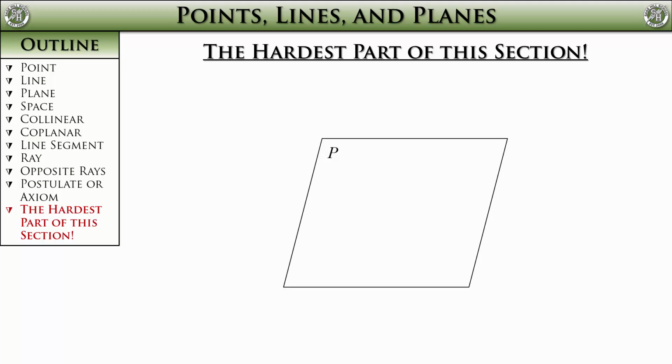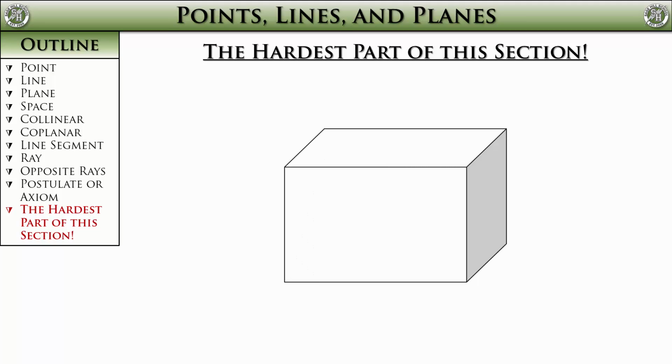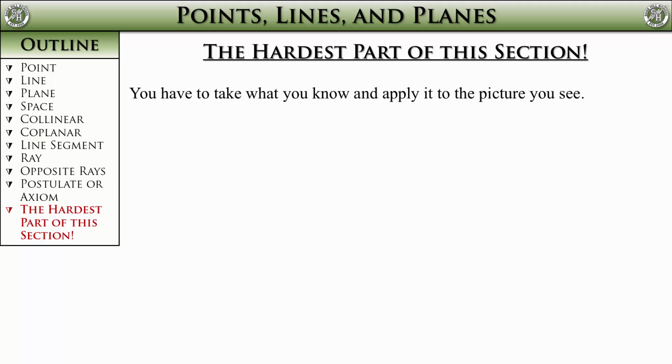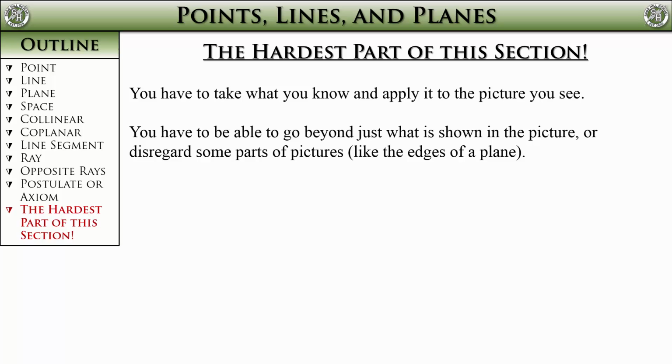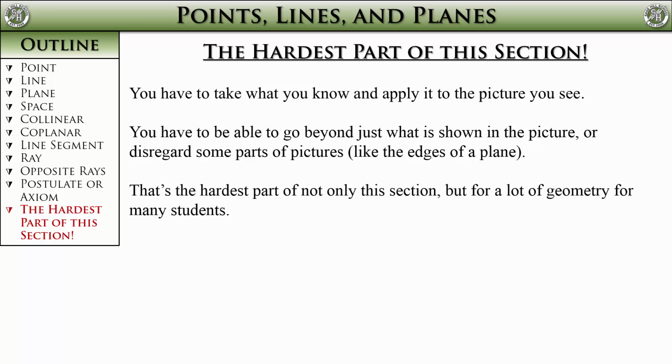Here I have plane P, which doesn't actually have any edges, even though it looks like it in the picture. You have to know that those edges are just there for practical purposes. There aren't actually any edges to the plane at all. Sticking with planes, here I have a box with one side shaded in. If I'm talking about the actual side of that box, then yes, it does have edges. But if I am talking about that side of the box as a plane, then suddenly it doesn't have edges anymore. Tricky, tricky. You have to take what you know and apply it to the picture you see. You have to be able to go beyond what is just shown in the picture, or sometimes disregard some parts of the picture, like the edges of a plane. That's the hardest part of not only this section, but for a lot of geometry for many students.